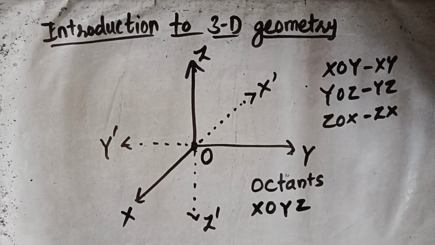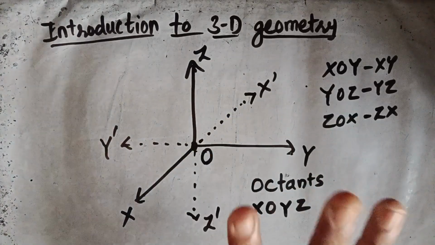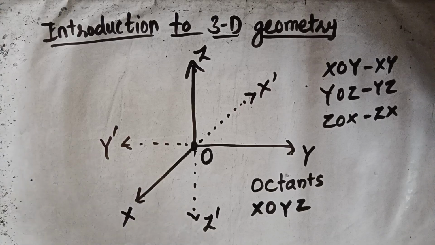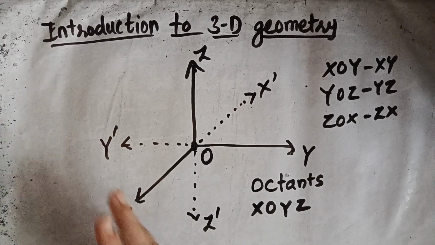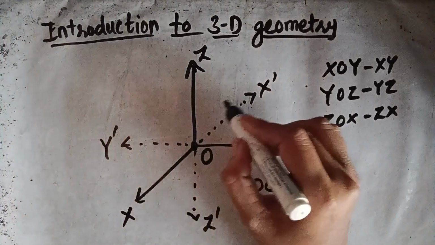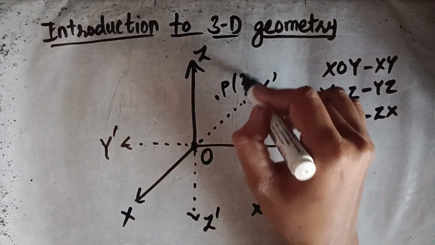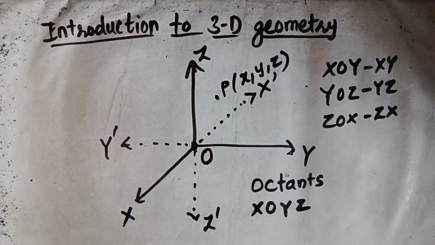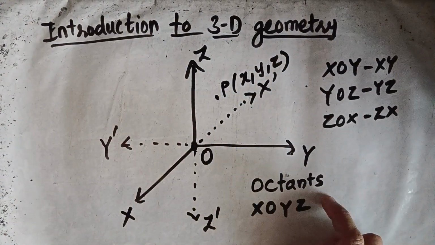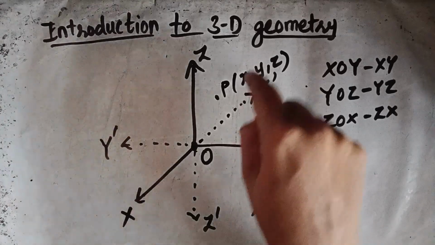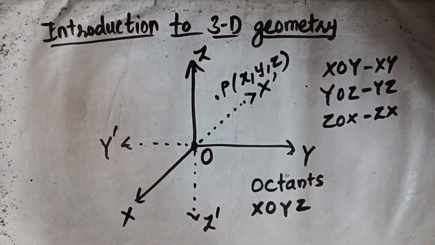So there are 8 regions which are called the octants, and you have the sign for the point lying in these octants. So how do you write a point which lies in 3 dimensions? Suppose there is a point P. Then the coordinates of P are x, y, and z. Now, according to the octant, that is in which octant it falls, the sign of x, y, z is determined. So let's write.